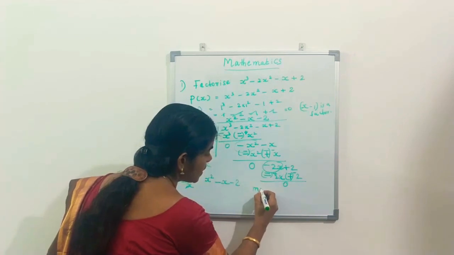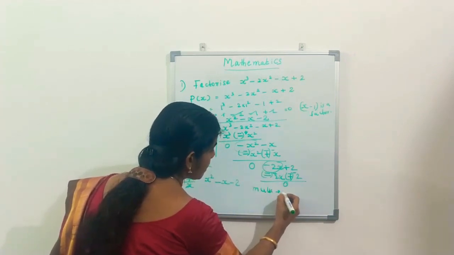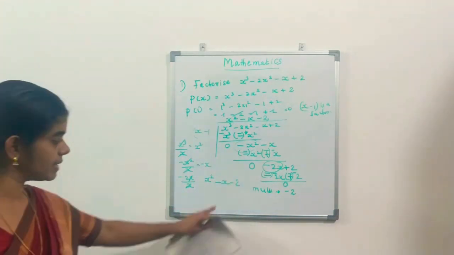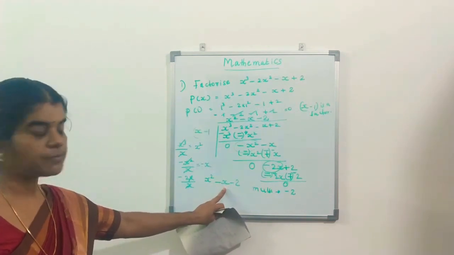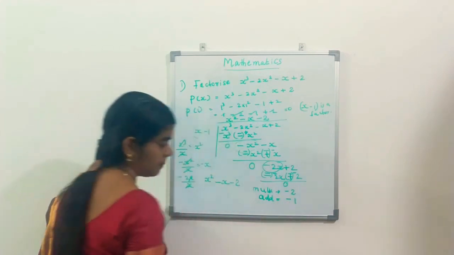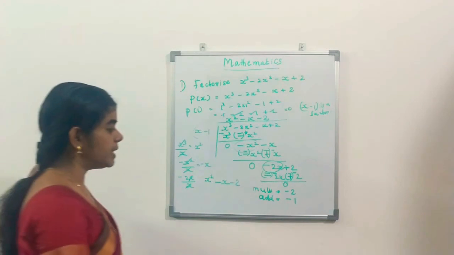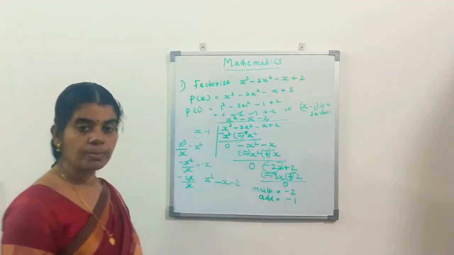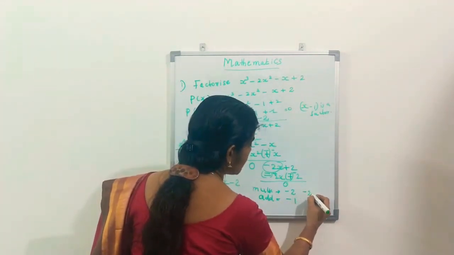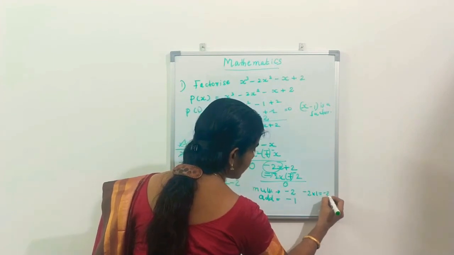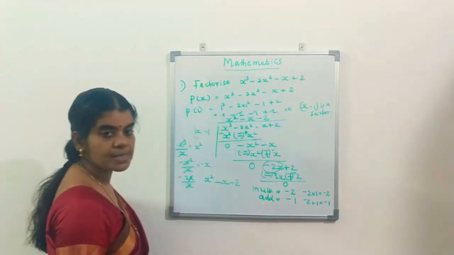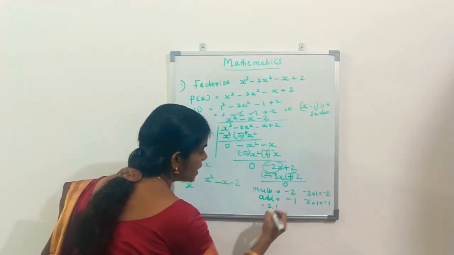Then you want to select two numbers. Multiplying, you want to get minus 2. Adding, you want to get the middle term's coefficient. What is the middle term here? Middle term is minus x. Therefore its coefficient will be minus 1. Therefore adding you want to get minus 1. Then you want to choose two numbers. Multiplying you want to get minus 2, adding you want to get minus 1. What will be the two numbers? Minus 2 into 1 you are getting minus 2. Minus 2 plus 1 is equal to minus 1. Therefore, minus 2 comma 1 are the numbers.